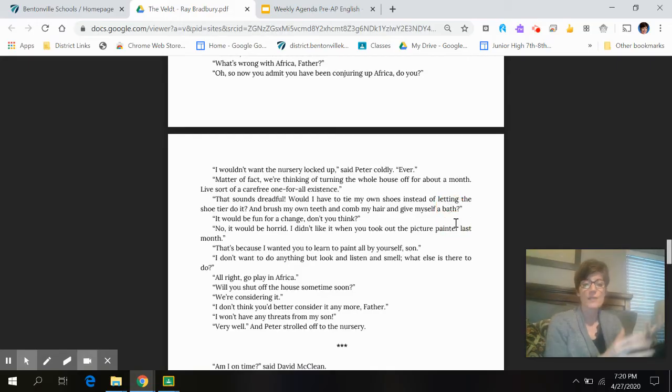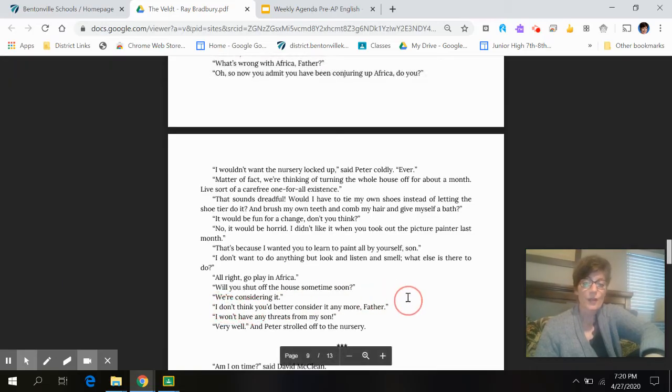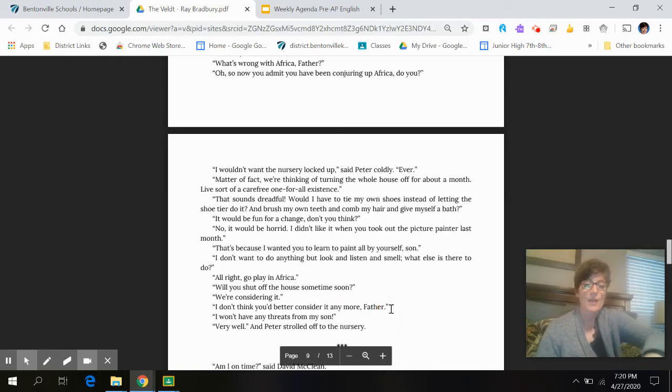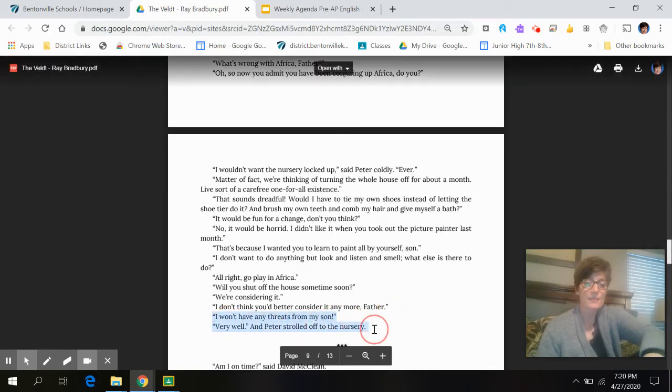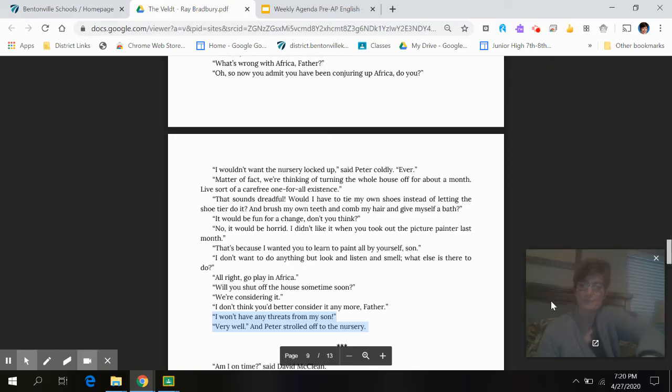So by that quote, we can see how overly dependent the kids have grown on the technology, that they can't even use their own imagination, or play, or get dressed without somebody doing it for them. Again, the father tells him we're going to turn it off, but notice that Peter's reply is, "I don't think you'd better consider it anymore, father." And he says, "I won't have any threats from my son." I think that's a really important, telling scene because the son threatens the father. It's supposed to be the parent threatening the kid with a consequence. But in this case, the children have the upper hand and the parents are somewhat intimidated by these kids.